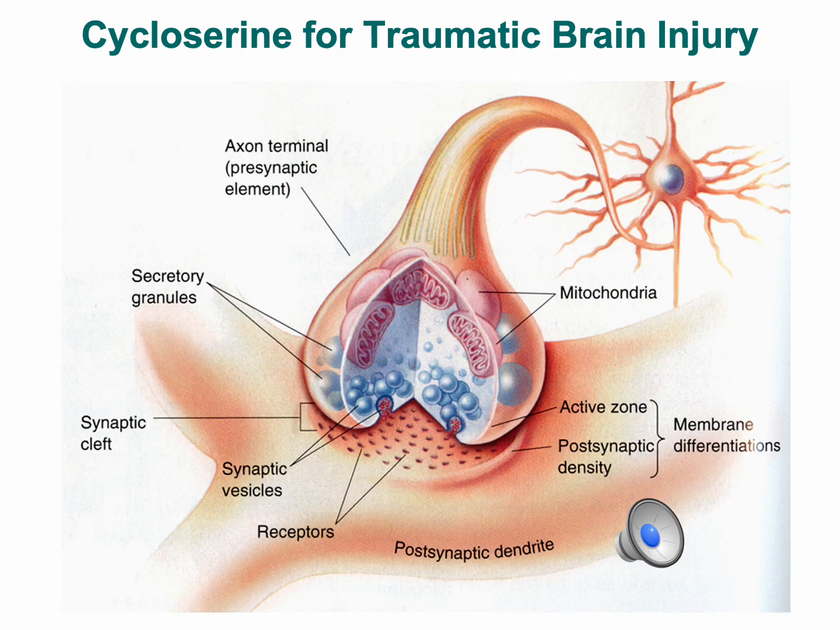The drug that we studied was called cycloserine. And cycloserine works at the synapse of a neuron. I'm not going to go into a lot of detail about this. Suffice it to say that it helps parts of the synapse work better.